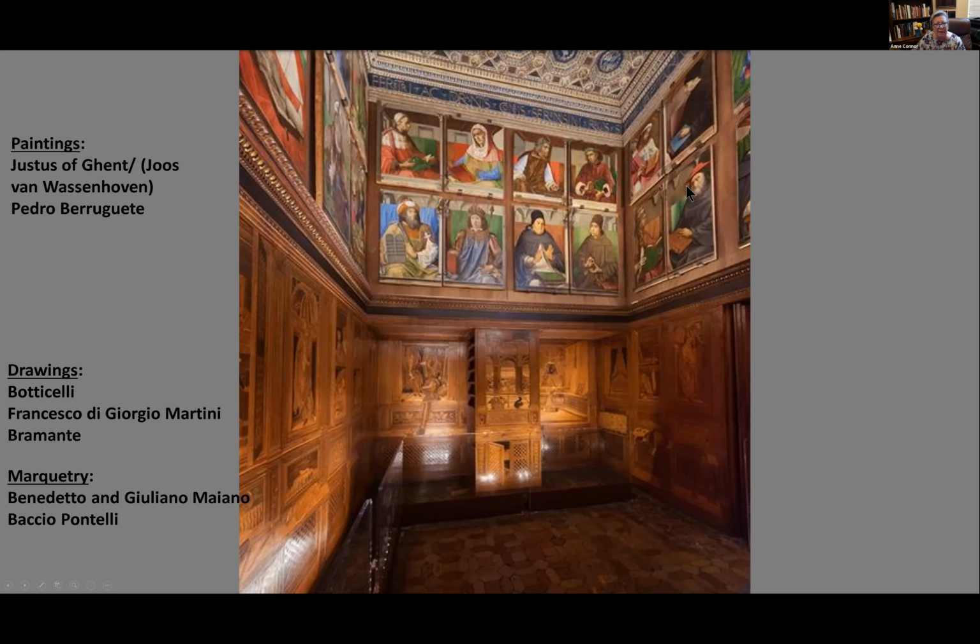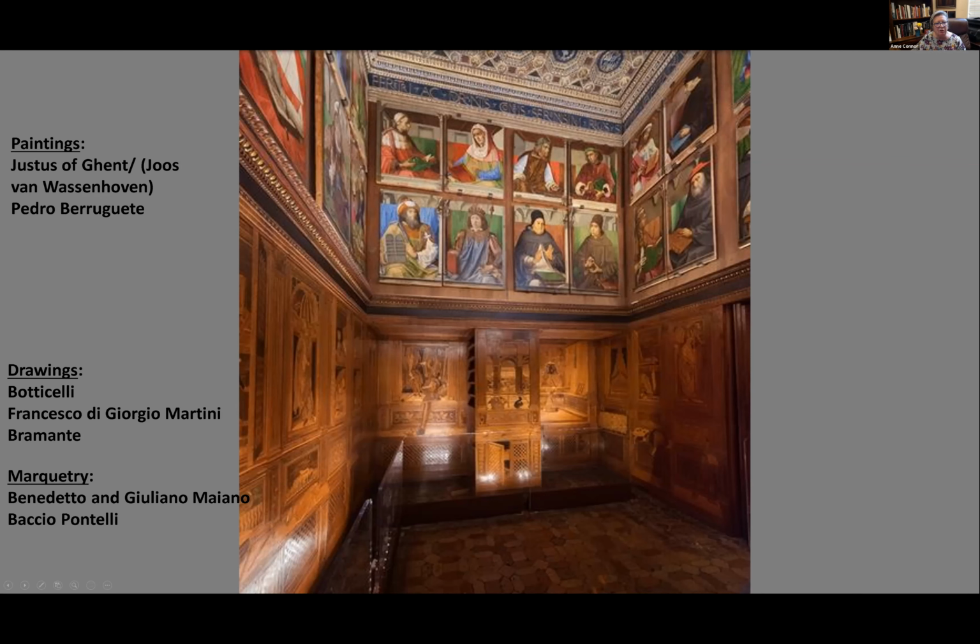So the paintings on the top were painted by two main painters, Justus of Ghent, which is the Latinized name of Joos van Wassenhove, who was called to Urbino to paint the portraits. The Flemish were very known for the quality of their portraits. But then also a Spanish painter, Pedro Berruguete, who was a very high quality Spanish painter who also painted the figures.